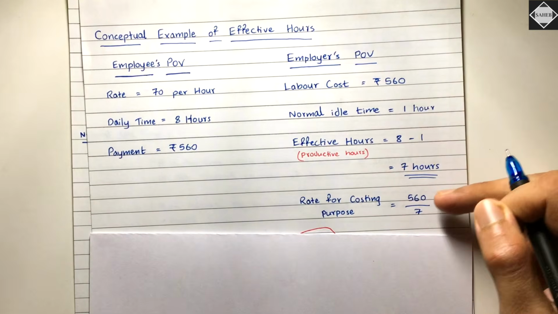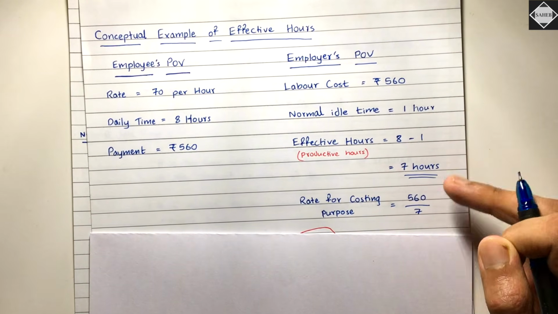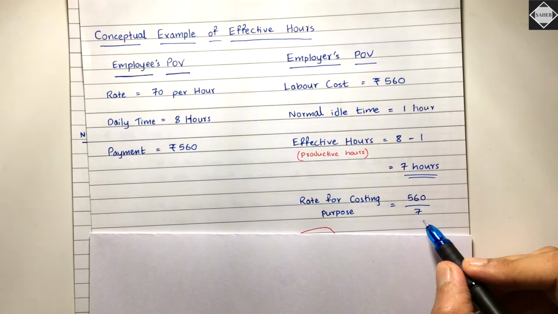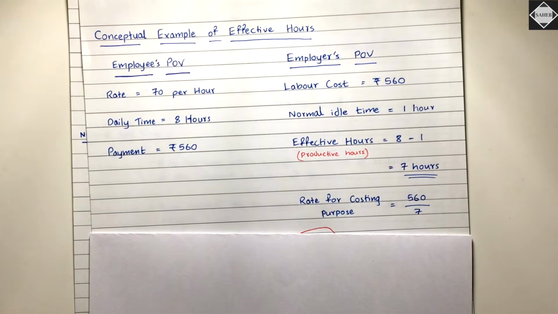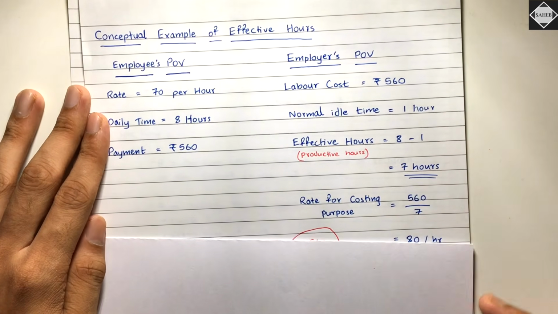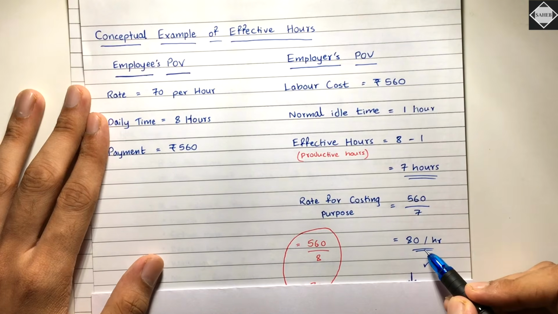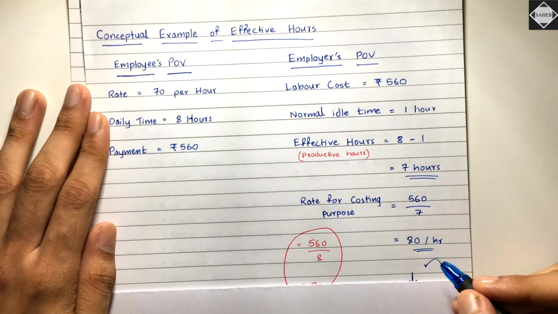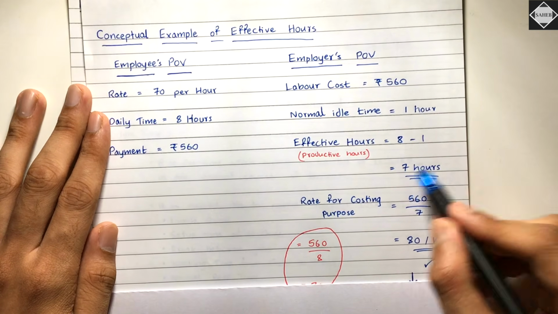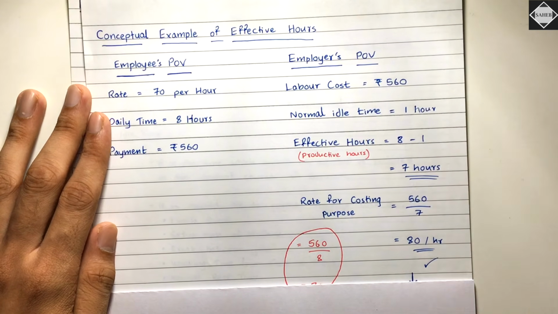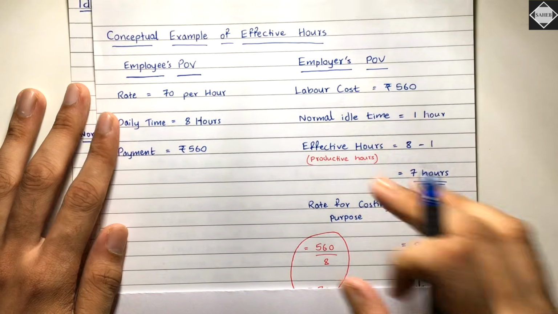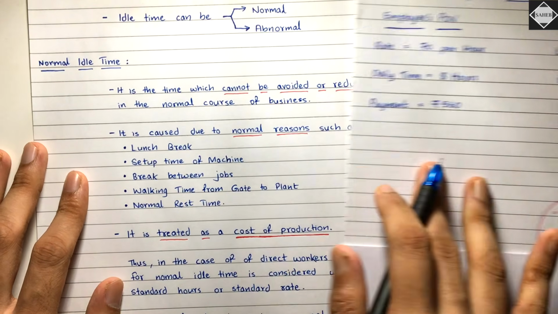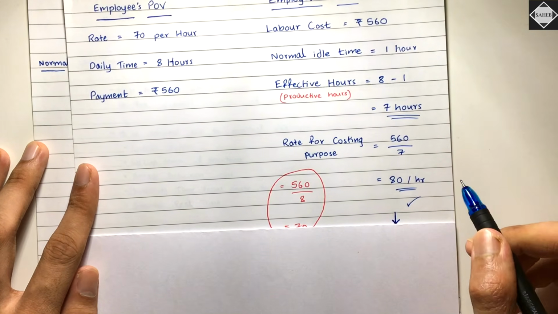We take the labor cost 560 and divide it by effective hours, only the productive hours. When we do that, this 560 has been divided over only 7 hours. These 7 hours are absorbing that cost. So because of that, our rate will be higher. It will be 80 rupees per hour. Here it was 70, now it's 80 rupees per hour. Why is that so? Because we have reduced the hours they have worked. So when we do this, we treat the normal idle time as cost of production. The rate has been increased. Do you see this? Yes.